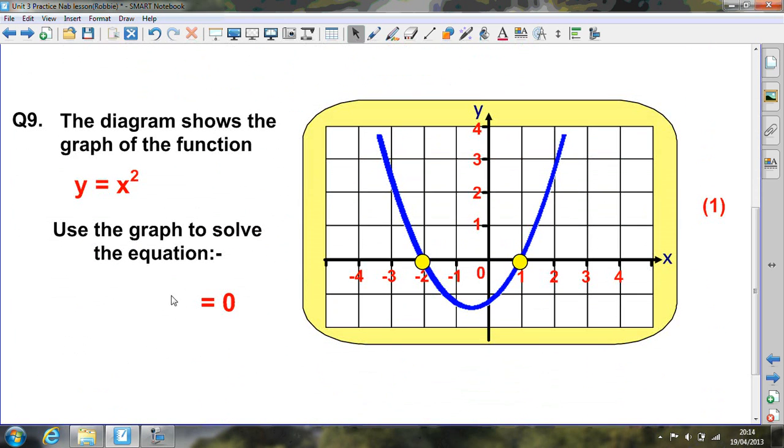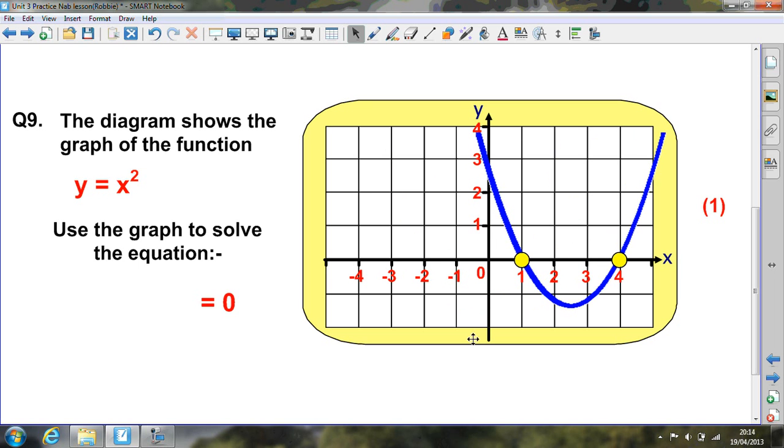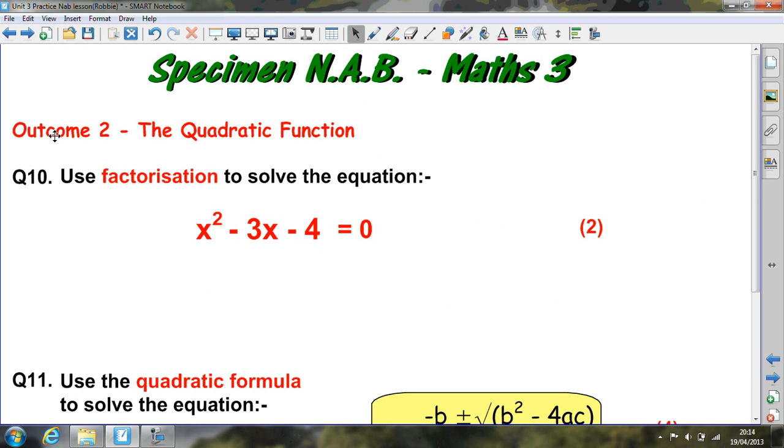Question 9, I'm not going to put anything in here because you don't even need to look at it. The answer to this is just looking at the graph. Use the graph to solve, that's the hint, and it's only worth a mark. So we're really trying to find where the graph cuts the x-axis, and that's at minus 2 and 1. So x equals minus 2 and x equals 1. Doesn't matter what's written here. If it was like this, the answers would be x equals 1 and x equals 4.